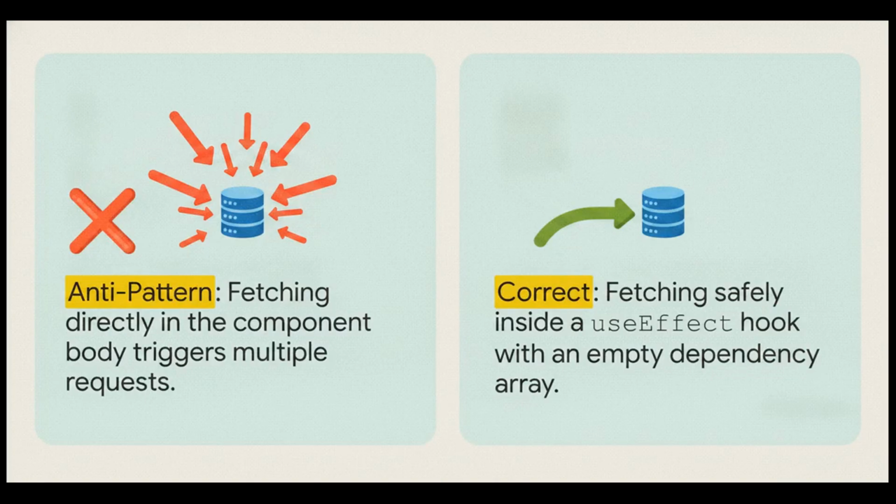Now, it is super easy to fall into this massive anti-pattern, fetching directly in the main component body. If you do that, React is going to trigger a brand new network request every single time the component re-renders. Total chaos. The correct, safe approach is fetching inside a useEffect hook, and crucially, using an empty dependency array. This properly scopes the fetch so it runs exactly once immediately after that initial mount.